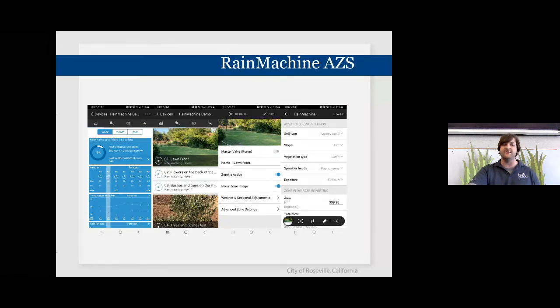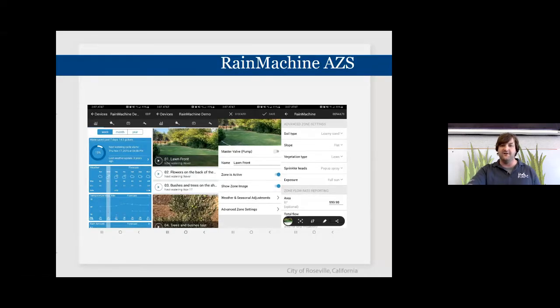Same thing with Rain Machine, except Rain Machine calls it something different. Instead of smart details and smart watering, they call it advanced zone settings. So again, you find where your zones are, and you go to the weather and seasonal adjustments, and you pick out soil type, slope, vegetation type, all the same things you saw on the Orbit. They just call it something a little bit different, but it's still going to be clay loam. It's still going to have cool season turf on those grass stations.